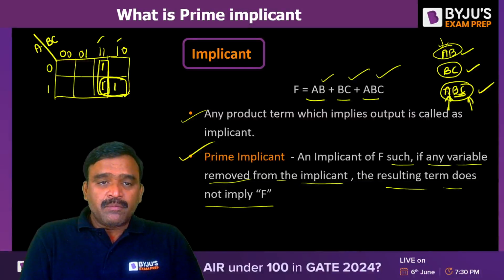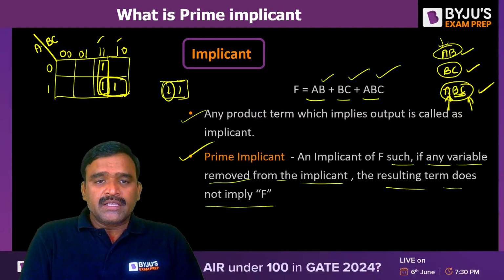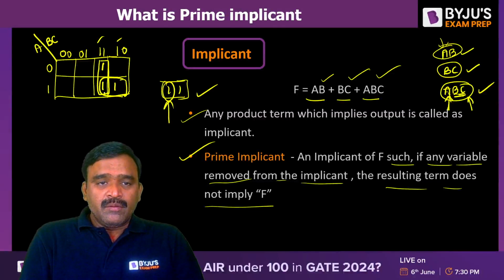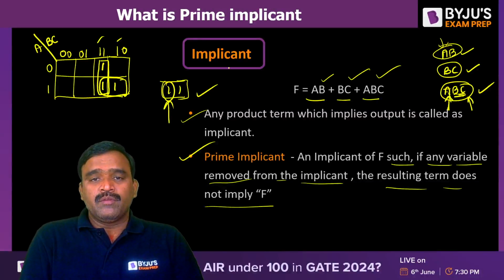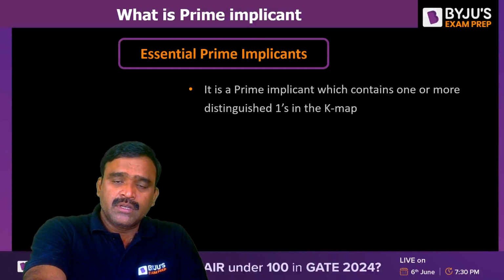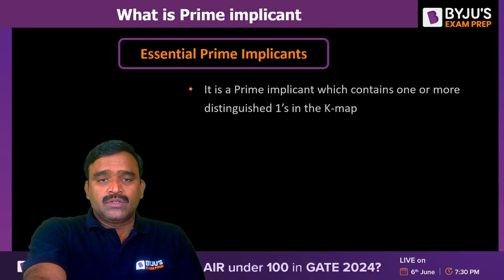But ABC is a part of this. So we have already plotted one pair. And again, if you plot this, it will not be a prime implicant. It is a subset of one pair. So ABC will become this one only, 1 1. So that is not a prime implicant. So only two prime implicants are there in this. AB is a prime implicant and BC is also a prime implicant. Like that, let us see some examples. And essential prime implicant also.